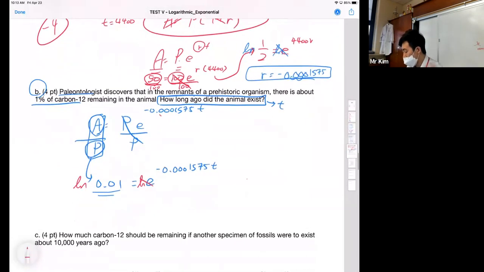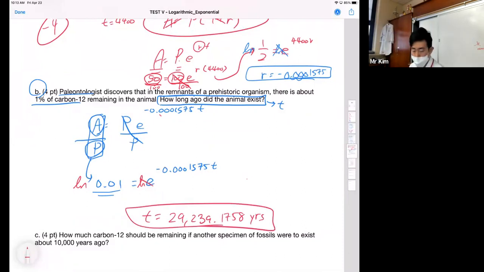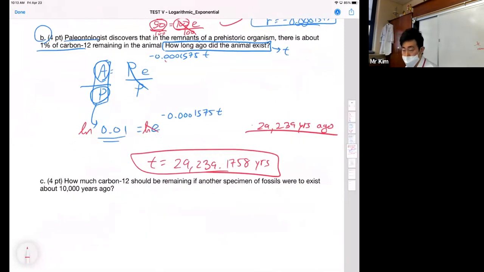And then divide away the negative 0.0001575. Your final T value here should be about 29,239.1758 years, or you could just assume about 29,239 years ago that this animal, or this organism, started to exist.